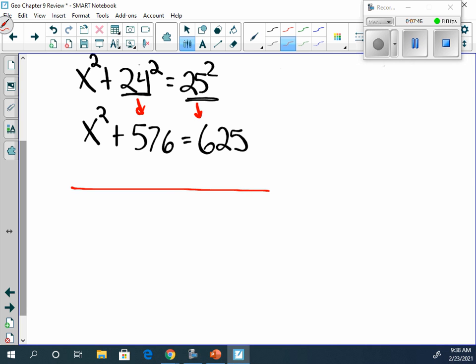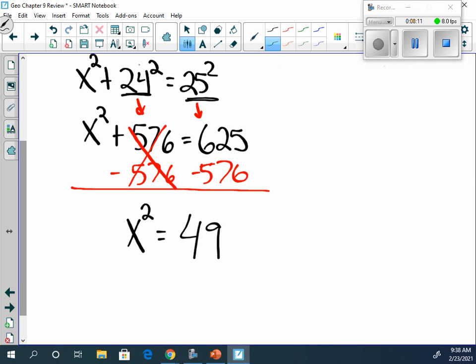Now the next step in solving for the value of x is to get x squared by itself. And to do that, we can subtract 576 from both sides, because 576 minus 576 would cancel, giving us x squared is equal to 625 minus 576, which would be 49. So we subtracted it from both sides, which gave us x squared by itself.